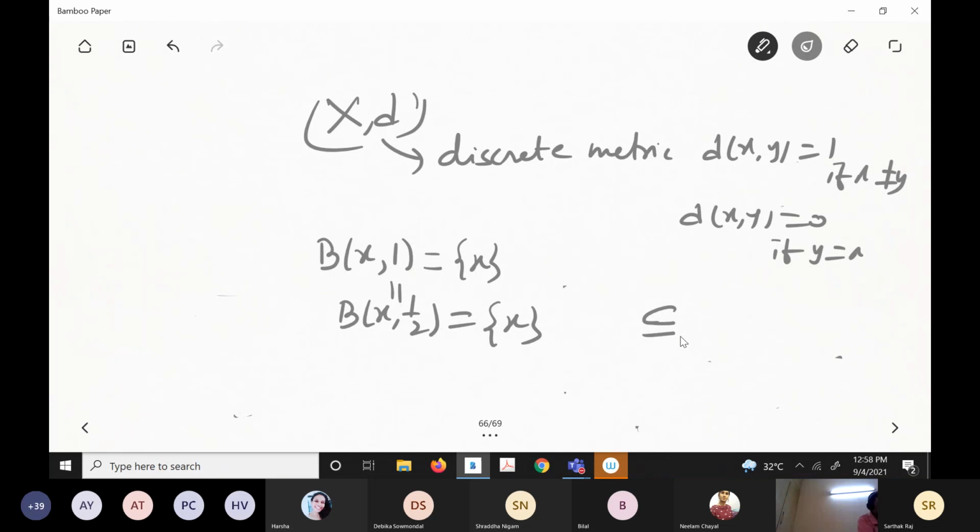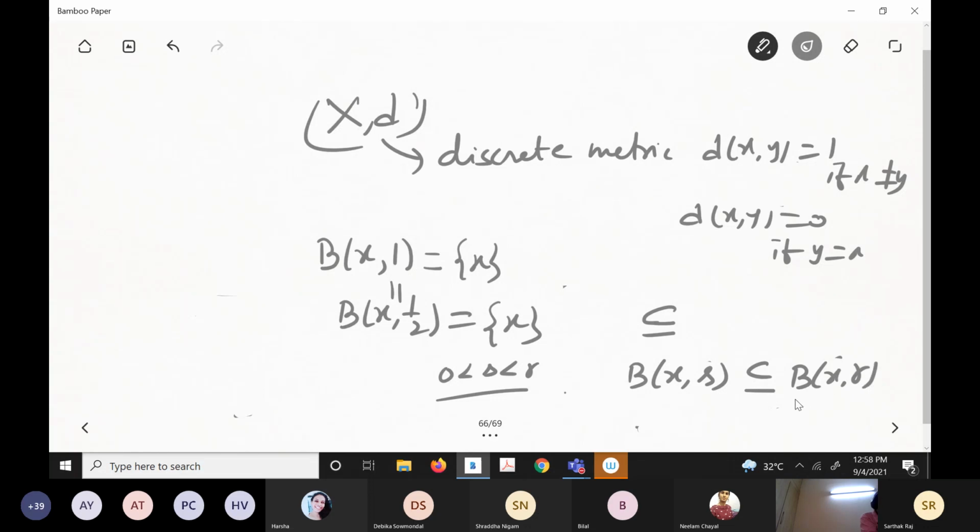Okay. So this is the first use of the discrete metric space. Again, I'm repeating it. I'm saying this is contained, but it may not be strictly contained. It may not be bigger than this thing. They may be equal.